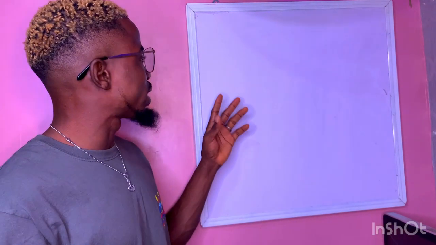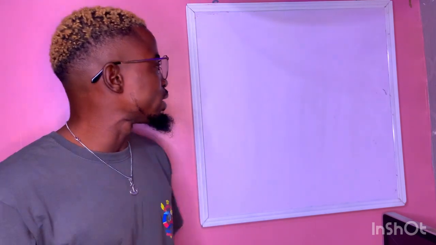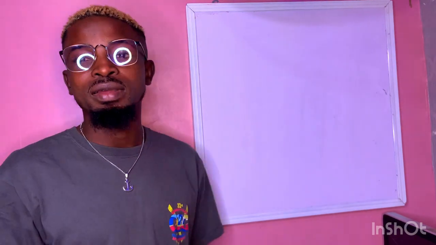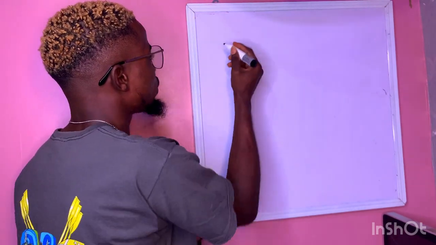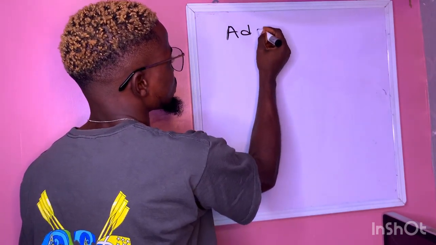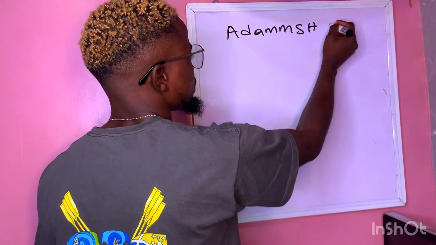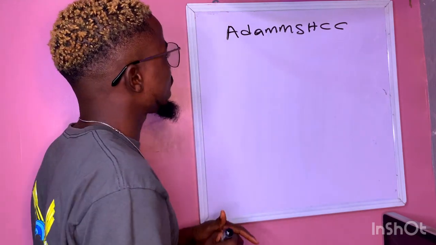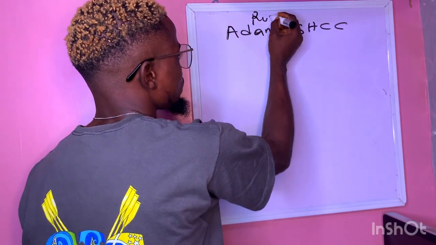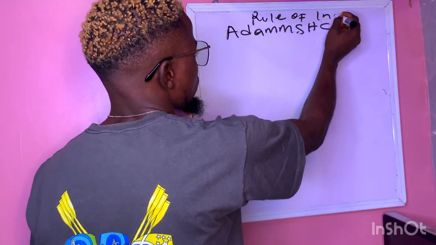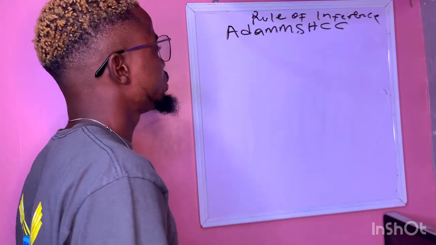So we are going to be explaining the rules first, then I will give us examples on how to apply them. The rules are 9 in number, like I said, and I have a shorter way for the purpose of remembrance. I have a shorter way that I use in learning the rules. So I called it Adam's HCC. As long as I can remember Adam's HCC, then I remember all the rules of inference.